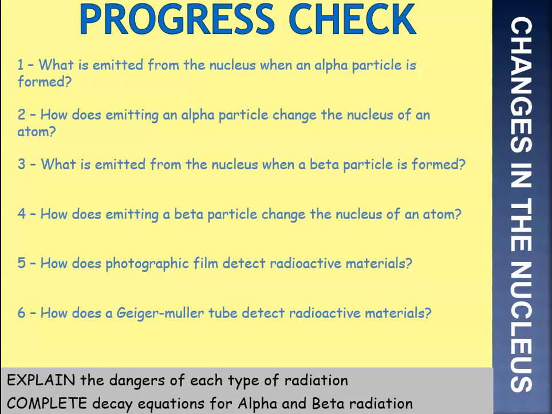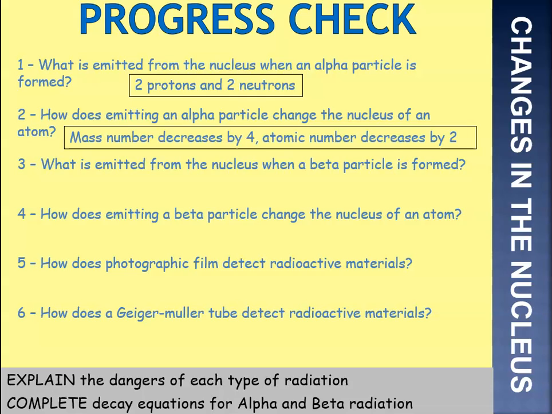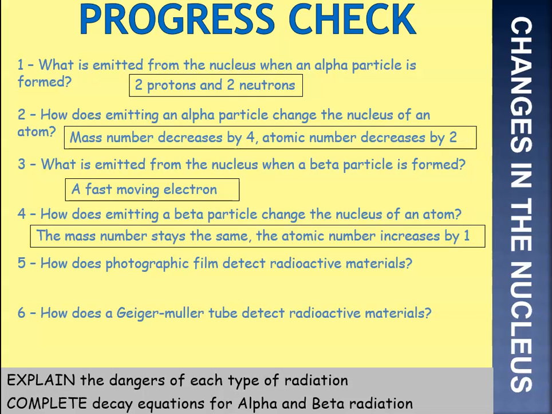Okay, question 1. What's emitted from a nucleus when an alpha particle is formed? That would be 2 protons and 2 neutrons. Question 2. How does emitting an alpha particle change the nucleus of an atom? The mass number decreases by 4 and the atomic number decreases by 2. Question 3. What's emitted from the nucleus when a beta particle is formed? A fast-moving electron is what's emitted. So 4. How does emitting a beta particle change the nucleus of an atom? The mass number remains the same, but the atomic number increases by 1.